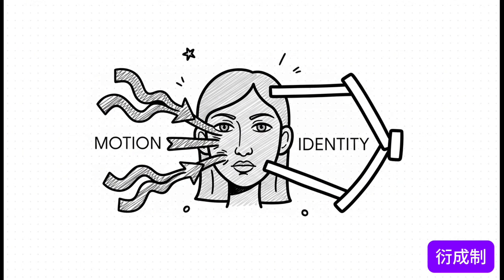To create motion, say to make a character turn their head, the AI has to change the pixels. But to preserve the character's identity, it has to keep those same pixels consistent. Here's the problem. The same parts of the AI's brain are responsible for both identity and motion. They're totally tangled up together.